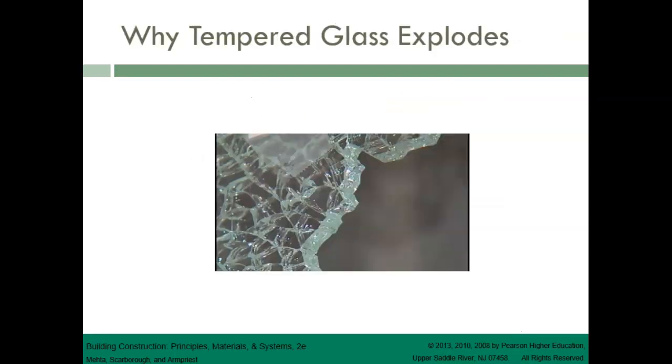Why does tempered glass explode? Spontaneous breakage is less of a problem in heat-strengthened glass. When heat-strengthened glass breaks, most of it stays within the opening, similar to annealed glass. Tempered glass, on the other hand, fractures into small pieces and tends to evacuate the opening. There's generally less optical distortion in heat-strengthened glass.